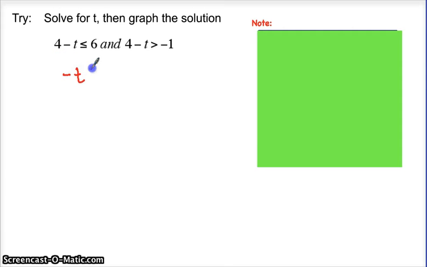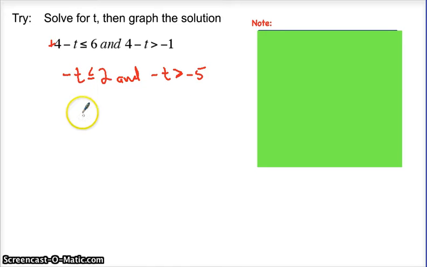So call that negative t is less than or equal to, let's subtract our 4, a positive 4 over here. So we're going to subtract 4, call that 2. And at the same time, since the other side is the same idea, 4 minus t greater than -1, let's go ahead and subtract 4 on that one as well. Now remember, you're only subtracting, so keep your signs the same, but -1 minus 4 would be a -5.